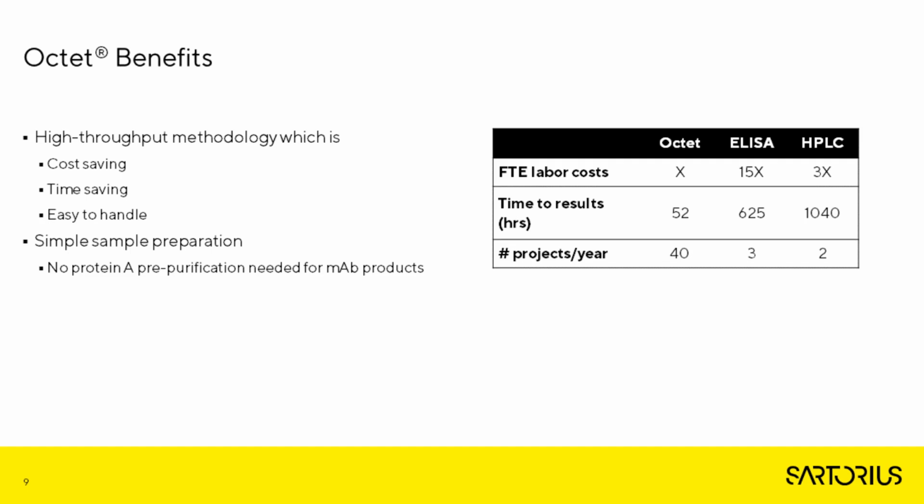As I mentioned just before, the Octet is able to use multiple sensors at one time, which makes it a device carrying out measurements in a high throughput manner. As we can also see in relation to other techniques like ELISA or HPLC, the Octet technology is a cost and time saving methodology, as depicted in the table. Moreover, the handling is very easy and sample preparation is kept at a minimum. For instance, no protein A purification step is needed for monoclonal antibody products.